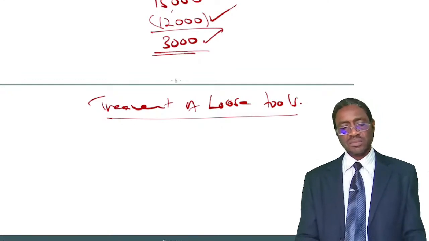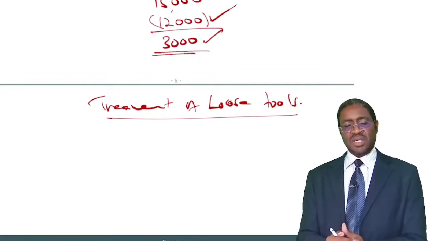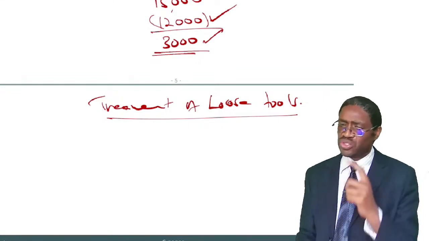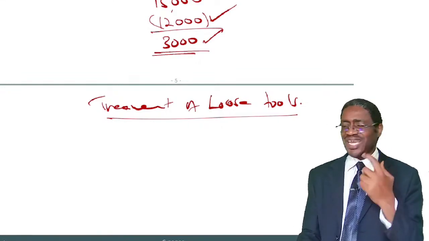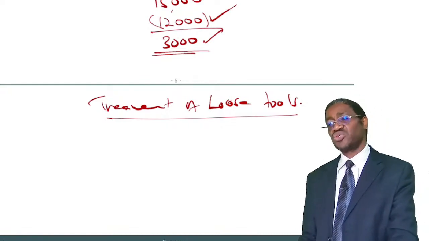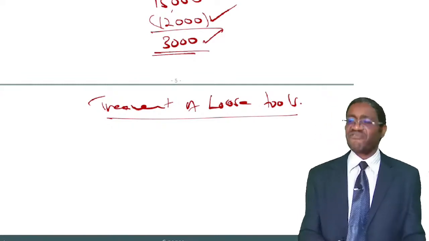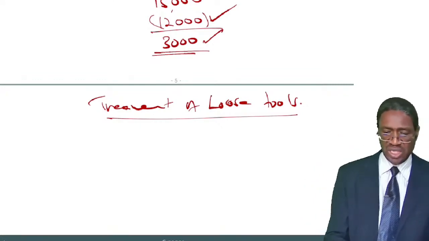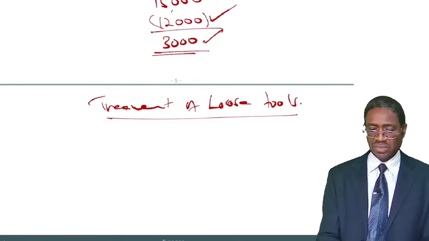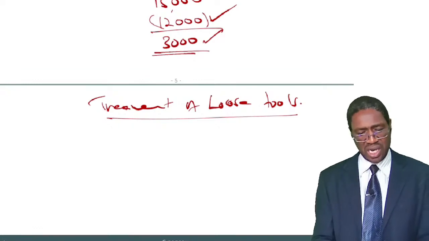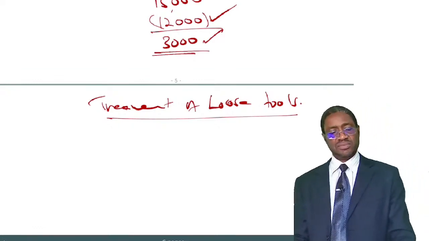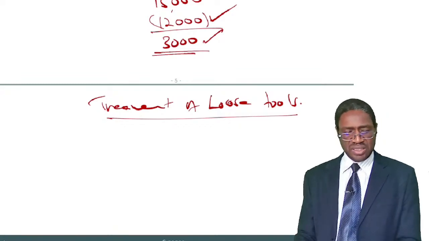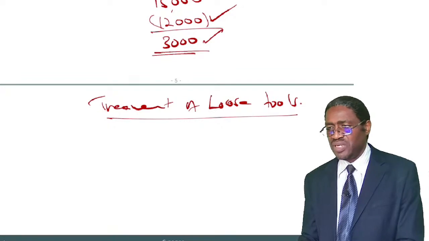Then you say this. The cost of loose tools consumed during the year is considered as a factory overhead in the manufacturing account, and it is determined as follows.